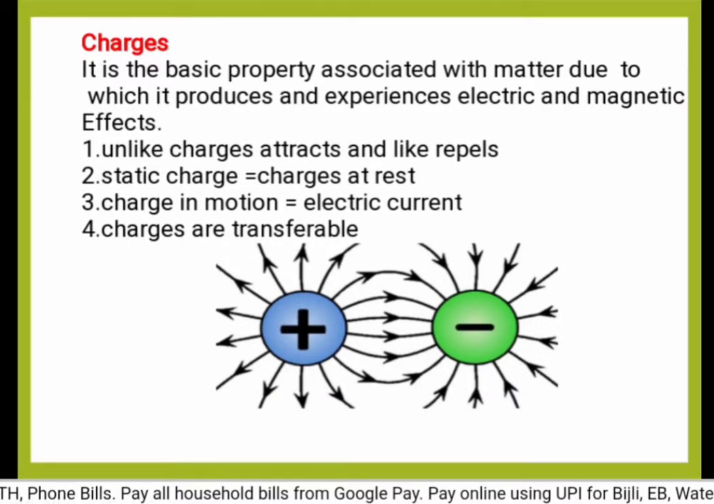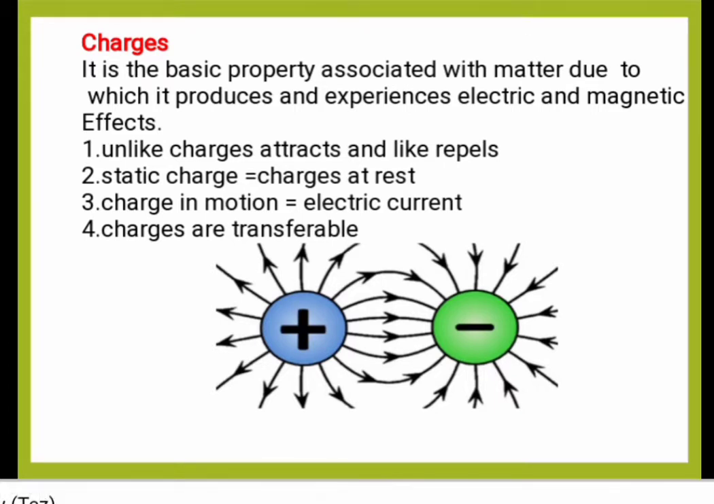What is charge? Charge is a basic physical property associated with matter due to which it produces and experiences electric and magnetic effects. Whenever there is a flow of current, there will be magnetic field lines, and we can detect the presence of magnetic field lines through a compass.